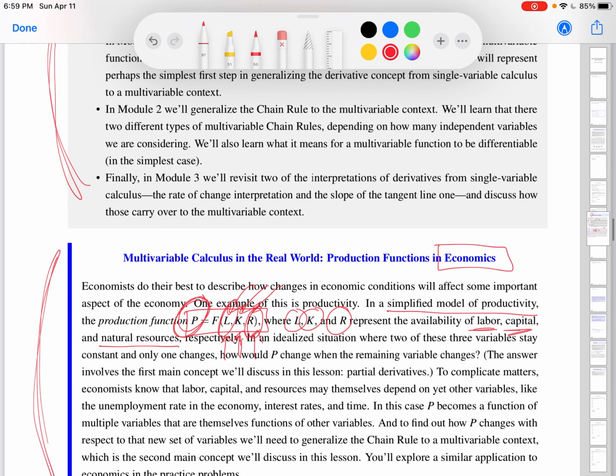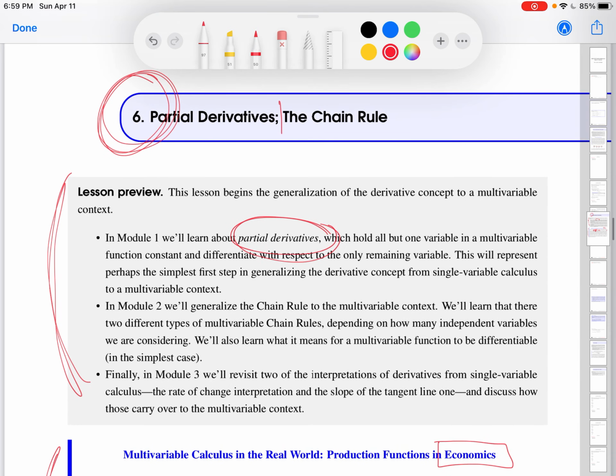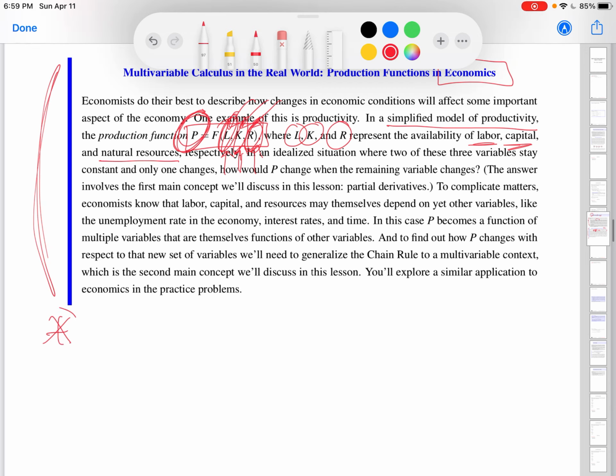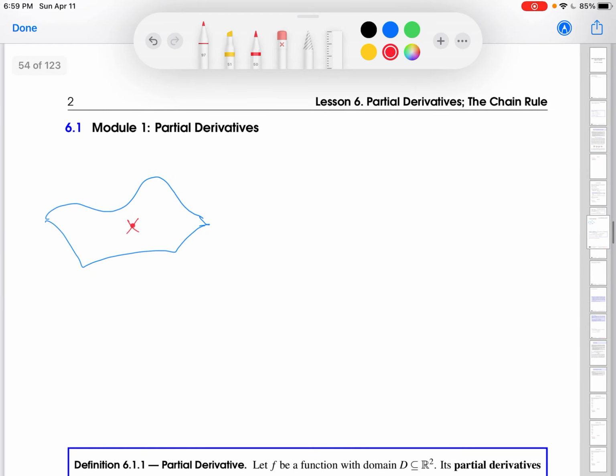And then if you want a more in-depth analysis that will tell you, if all three of these variables change, how does the production function change? That has to do with the second major topic of this lesson, which is the chain rule. This is an application which gets revisited in the practice problems, so I encourage you to read through it and also attempt that practice problem. So let's get right to it.